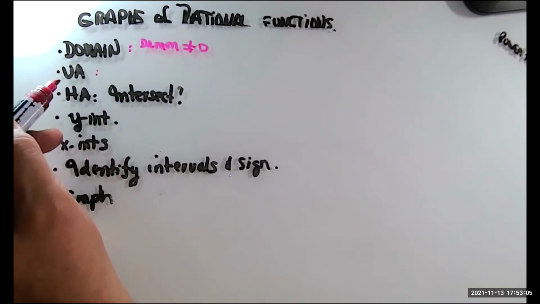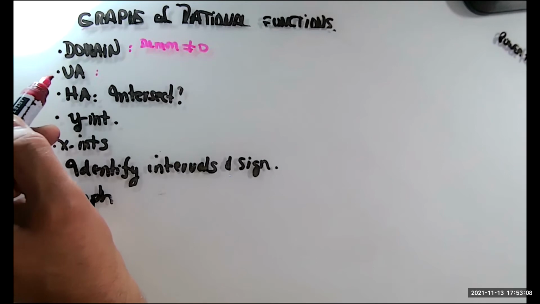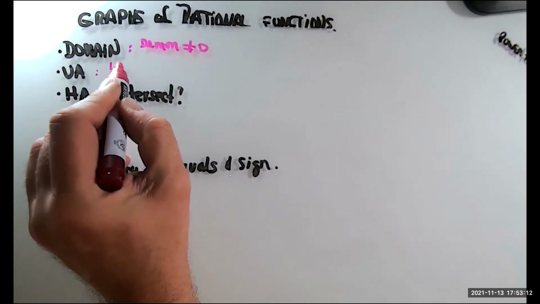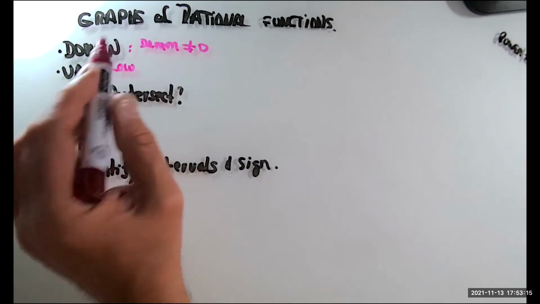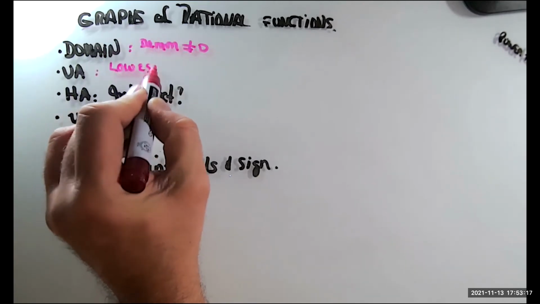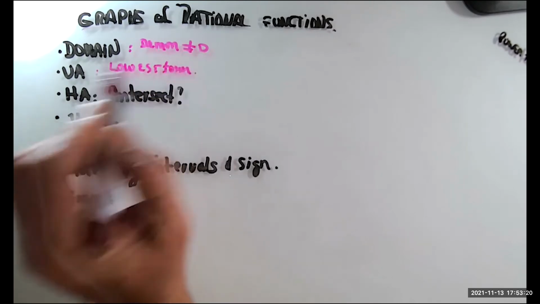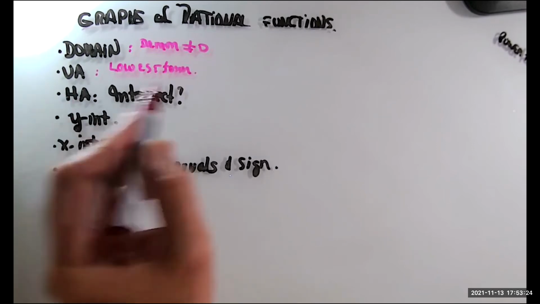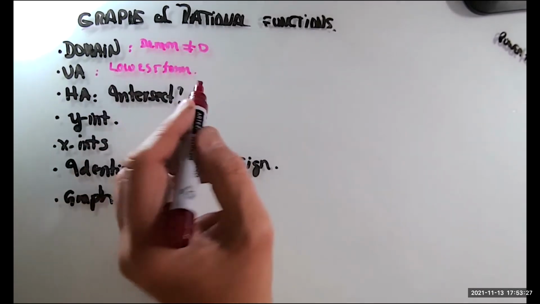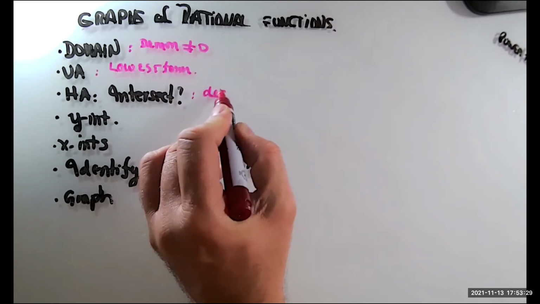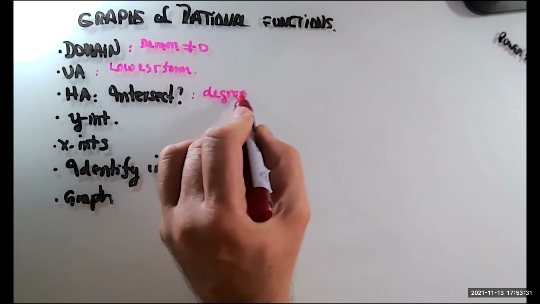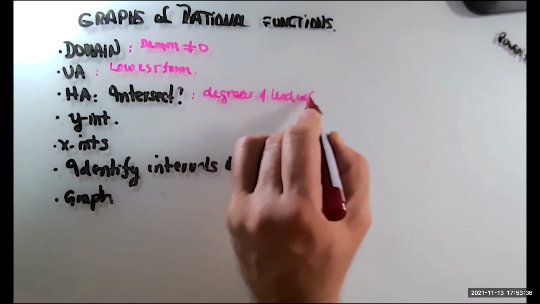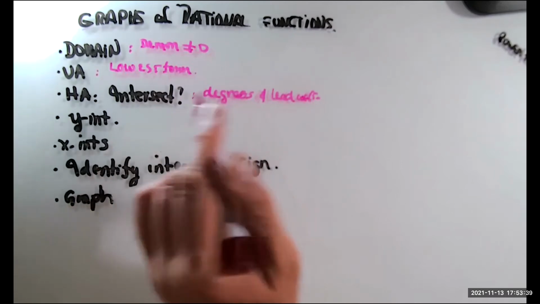Then we move to the VAs, vertical asymptotes. So what's so important about the vertical asymptotes? We have to remember that the rational function must be written in its lowest form. That's one thing that we must remember. For the horizontal asymptotes, it's the whole deal with the degrees and lead coefficient, right?